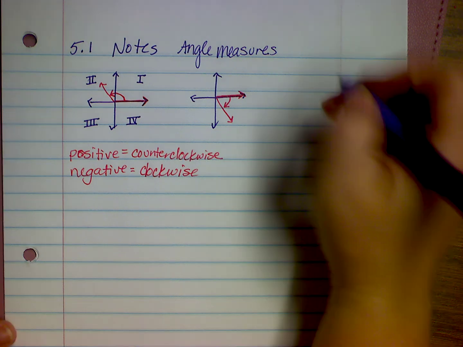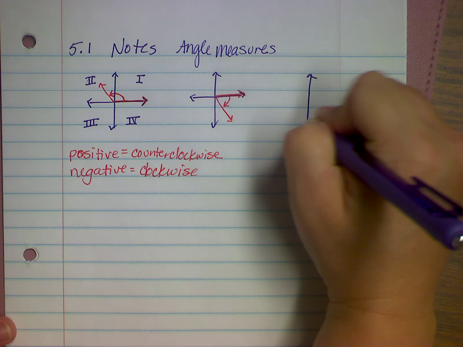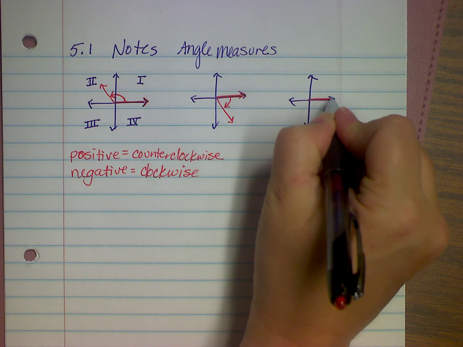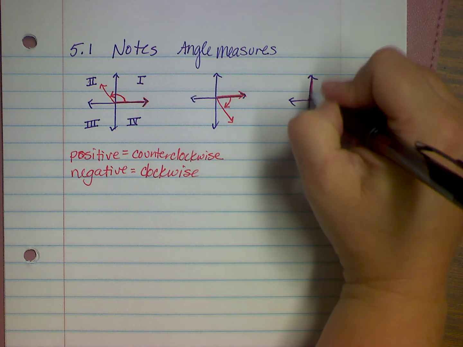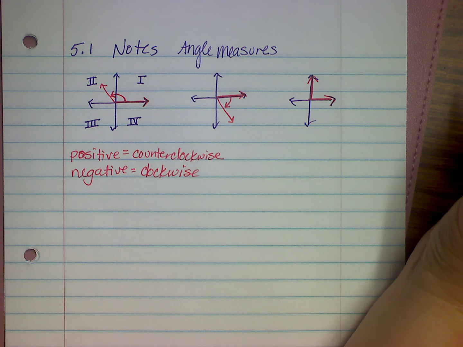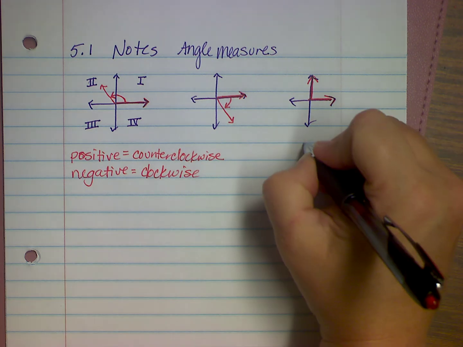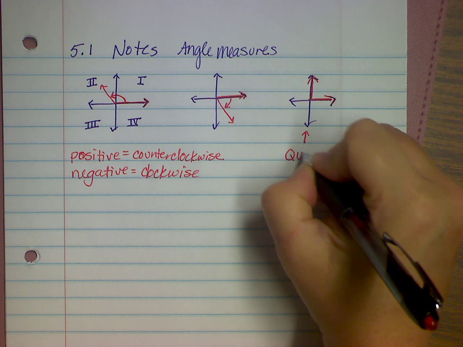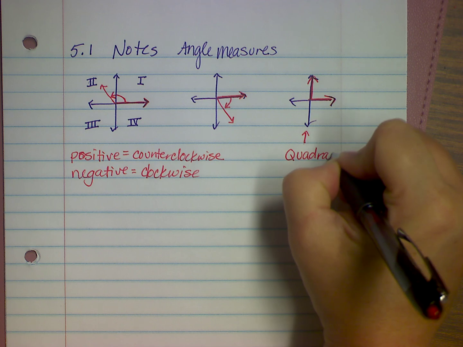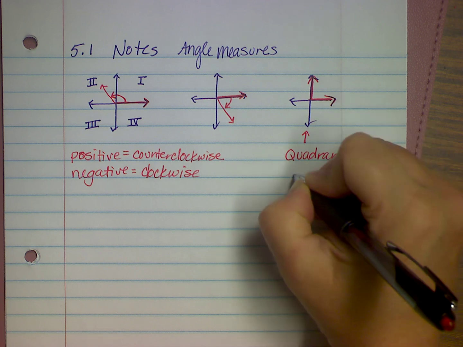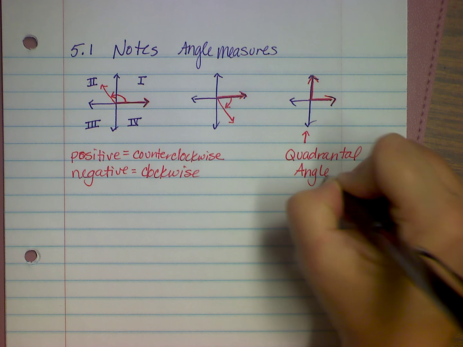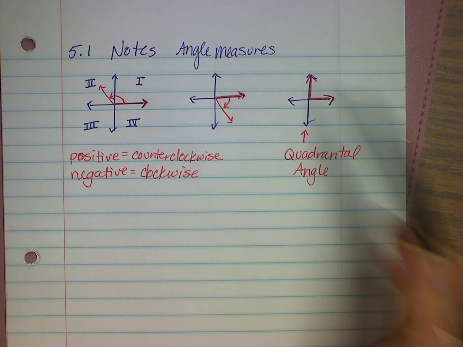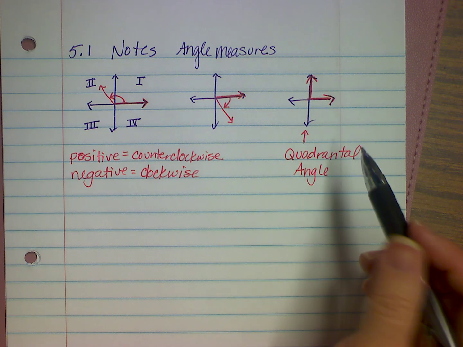Then we also have these things where sometimes we have our initial side there and perhaps our terminal side lines up on an axis as well. What do we call that? Anybody know? Starts with a Q. A quadrantal angle. It's called quadrantal when that terminal side, this guy right here, is not in any quadrant, it's on an axis.